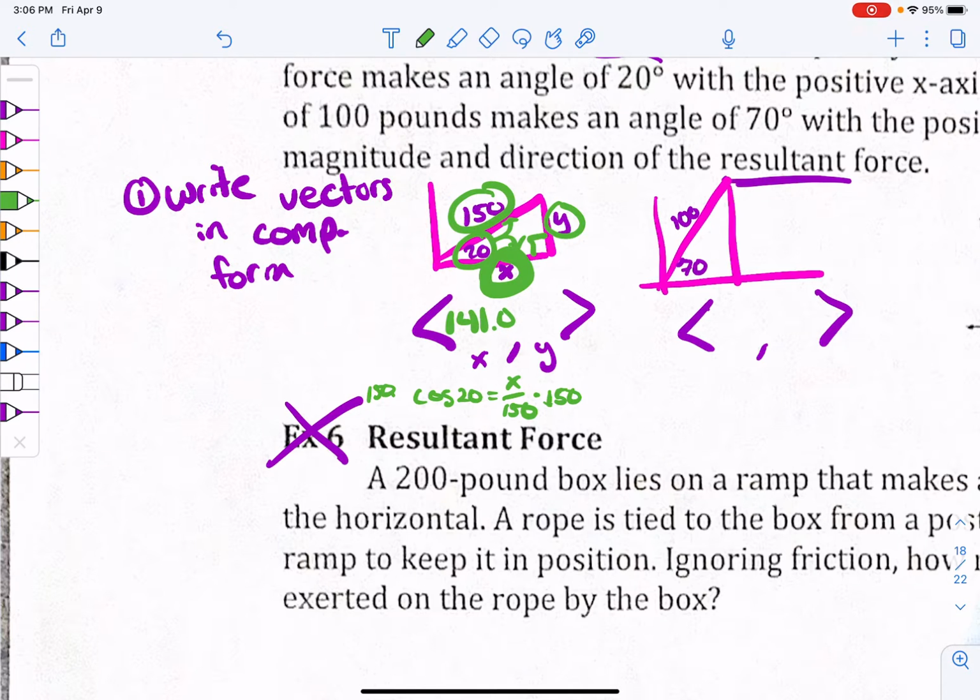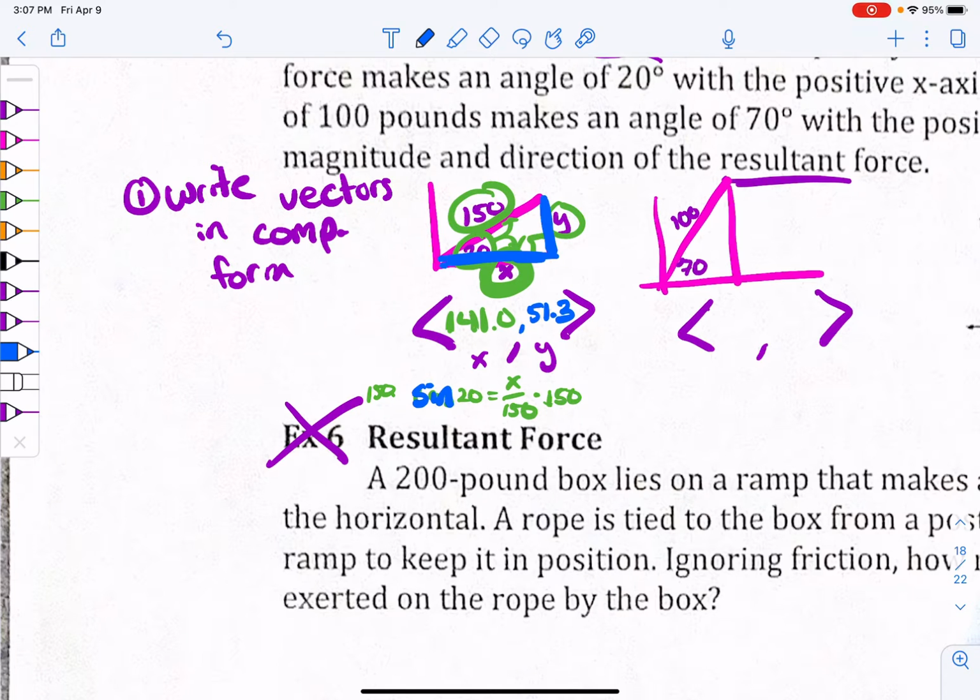In the y direction, it's going to be the same thing except with sine. So I'm going to say sine of 20 degrees equals y over 150. So we multiply the 150 to the other side: 150 sine of 20, and that is 51.3. So the x direction is 141, and this one is 51.3. And we just write those in component form. So these are the two components that I have for that first vector.